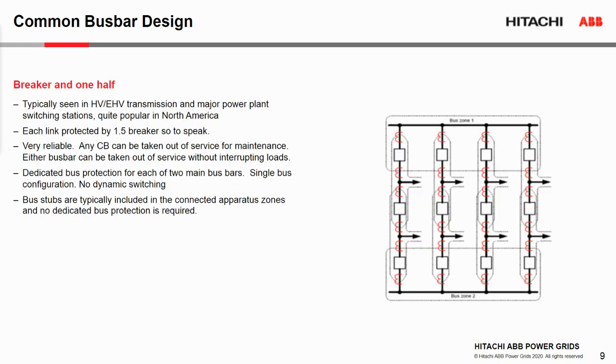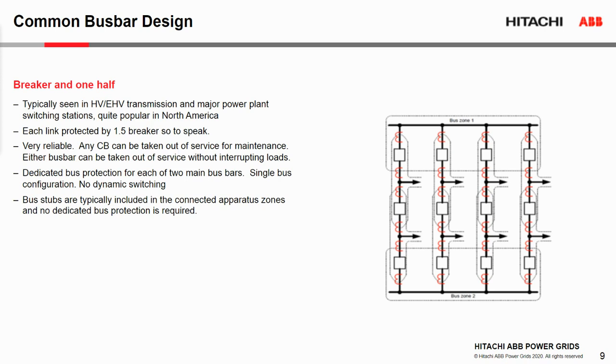Breaker and a half is typically seen in high voltage and extra high voltage transmission, and major power plant switching stations. It's quite popular in North America because it's extremely reliable. Each circuit is protected essentially by 1.5 breakers, because you have two circuits but three breakers. Do the math by dividing, and each circuit is provided with 1.5 breakers.